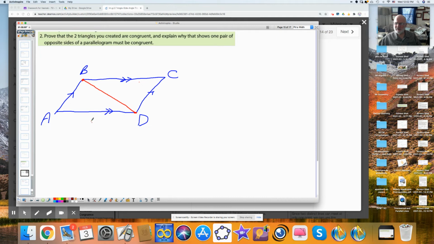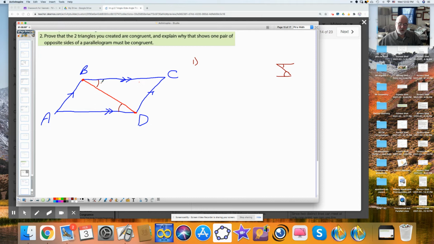I don't know any of these side lengths. So maybe I can use the angle-side-angle triangle congruence theorem that we proved today to do this. Do I find any angles that are congruent? What angle is congruent to this one? Oh, it would be here. Why? Because when you have parallel lines and a transversal that crosses them, alternate interior angles are congruent.